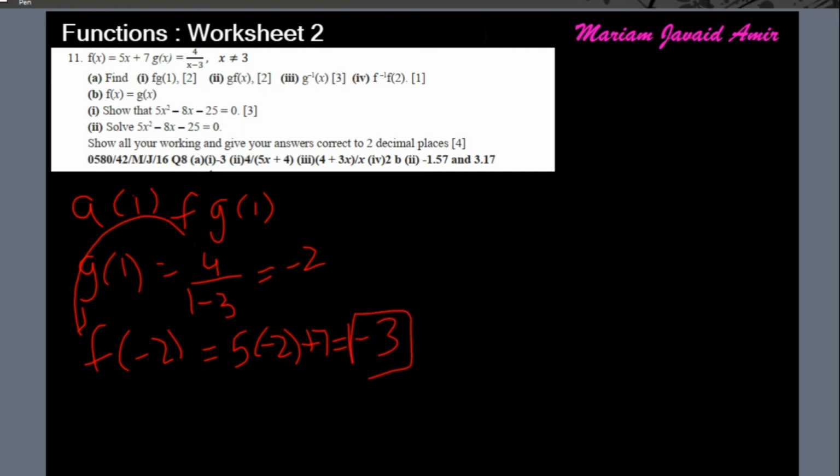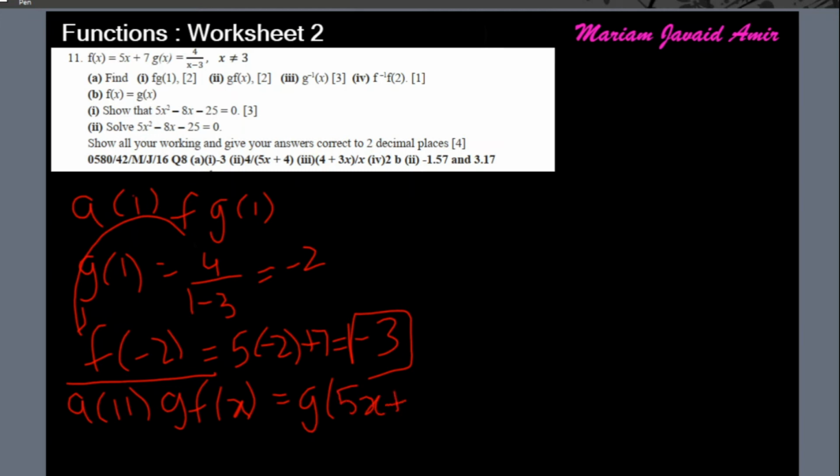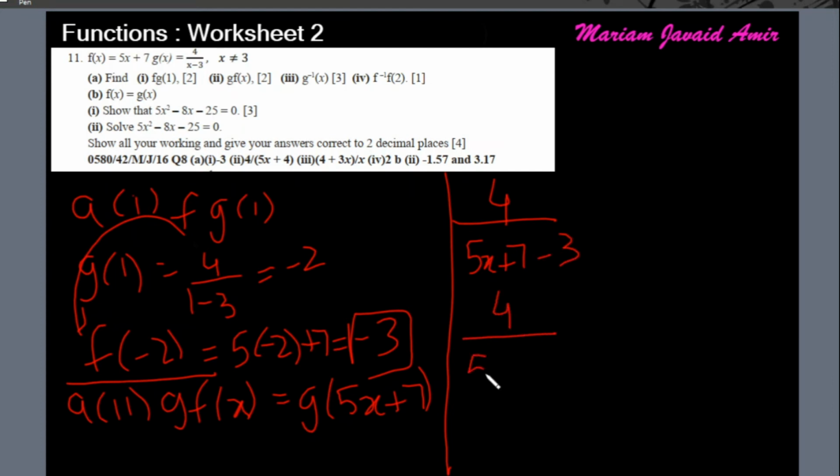For A2, we have to find gfx, which means we have to find g of 5x plus 7. And in gx, replace x with 5x plus 7. So we get 4 over 5x plus 4. Part B.